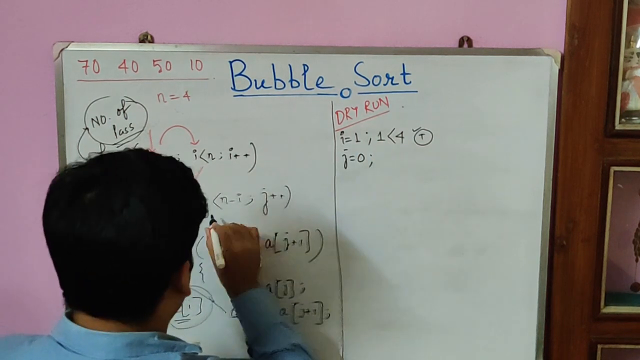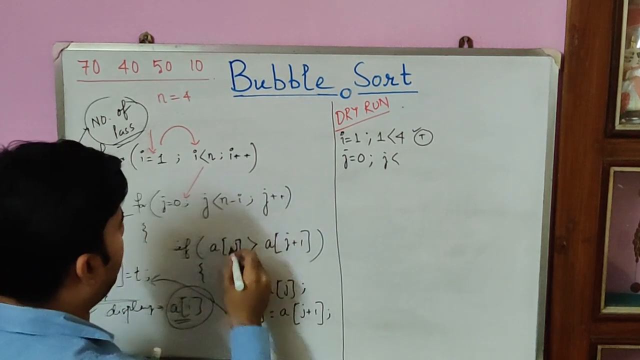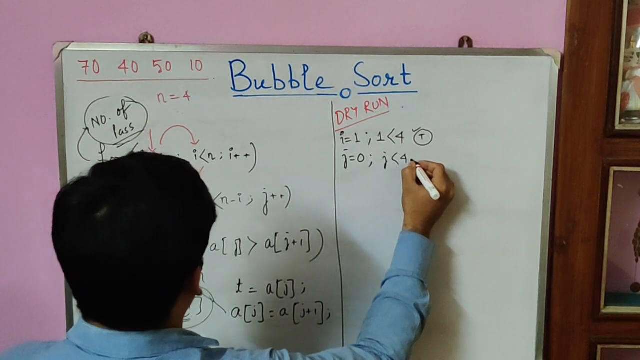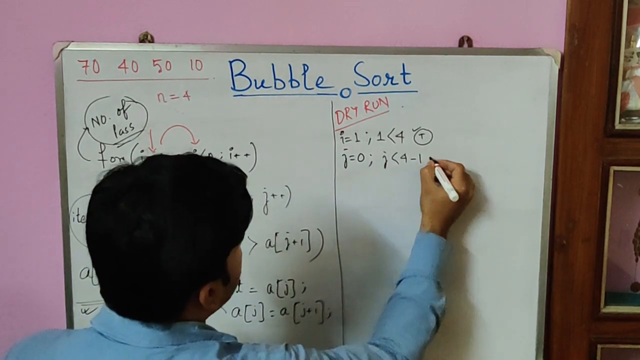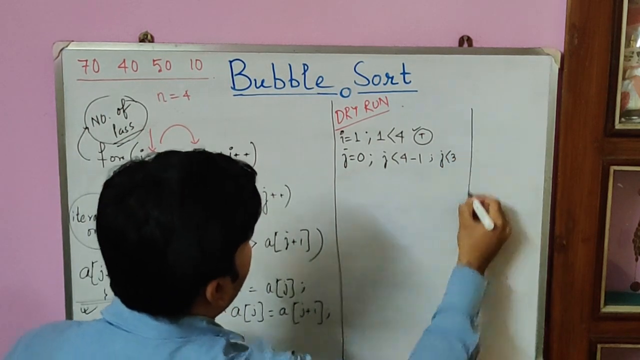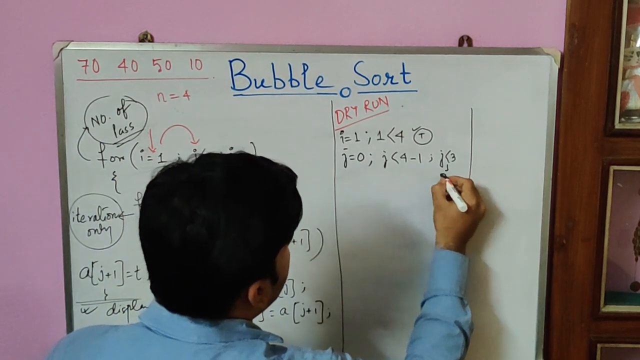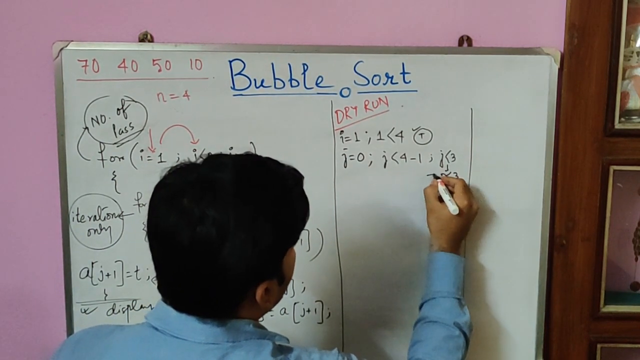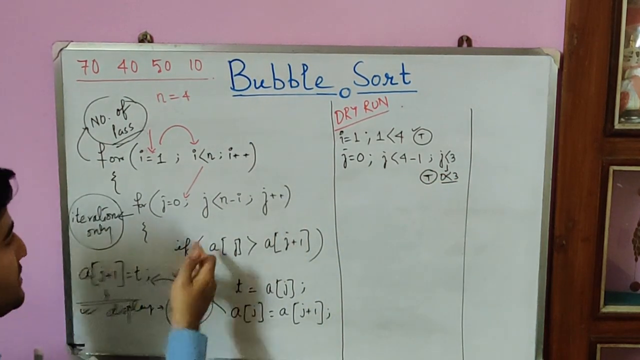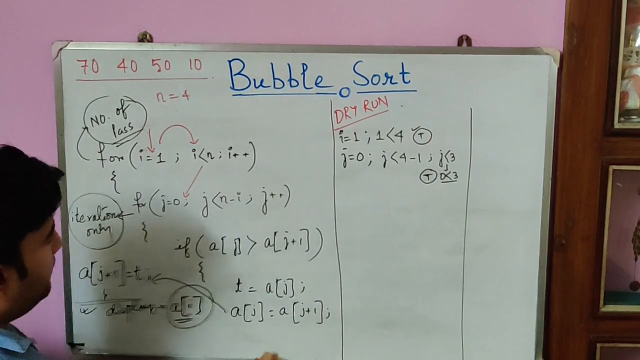So j is less than n minus i. You know that n value is 4 and i value is 1. So that means j is less than 3. Okay, j value is 0, that means 0 is less than 3. That is true, right? Okay, if it is true, it comes to here.